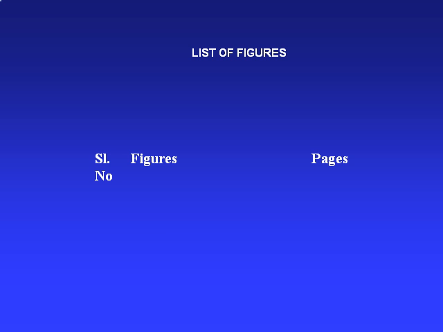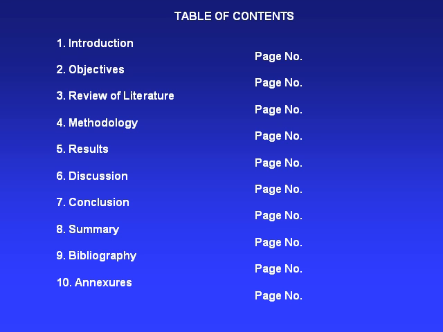This is followed by the page containing the list of figures. Wherever you have a figure employed, it must be serially numbered, the title of the figure mentioned and the page where it appears. Now in the table of contents, the last number 9 is bibliography.